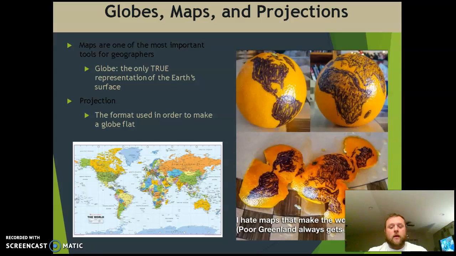Now, maps come in various shapes and sizes. They also come in very different projections. Projections are the format that we use to show the world on a flat surface. As we know, the earth is not flat. It is a round object screaming through space, kind of like the orange on the right.